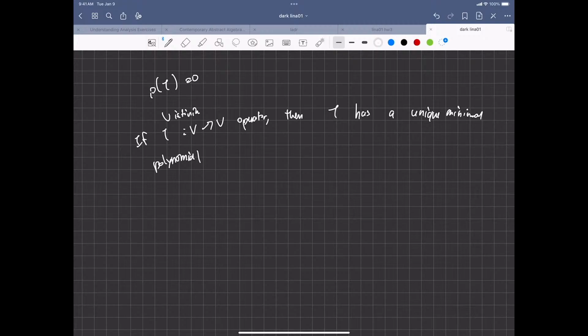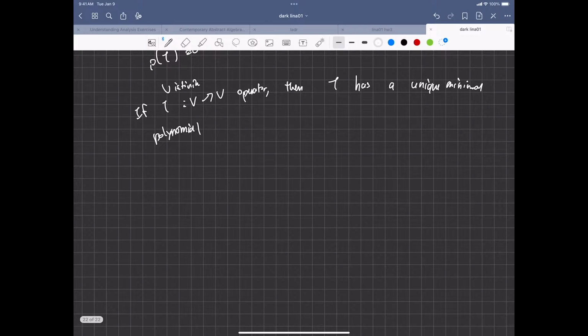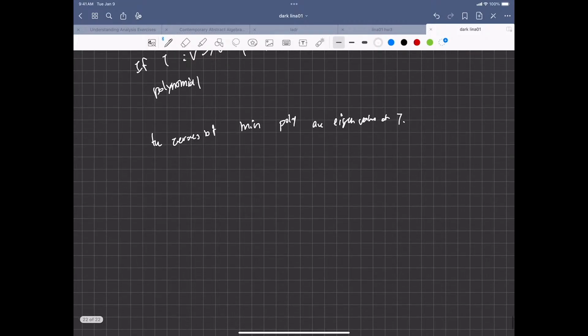5.27. Yeah. So 5.27 says that the zeros of the minimal polynomial are the eigenvalues of T. Right, so if you have the minimal polynomial of T, you have the eigenvalues of T. If V is complex, these are exactly the eigenvalues of T. There will be no more, right? If you find the minimal polynomial of T, you have the eigenvalues of T, and that's it.